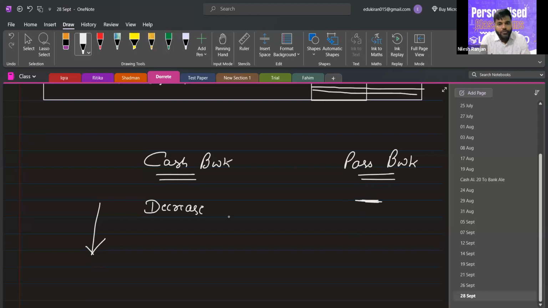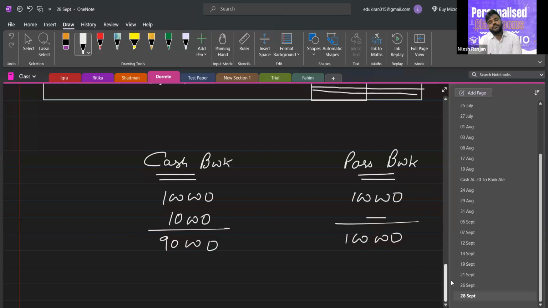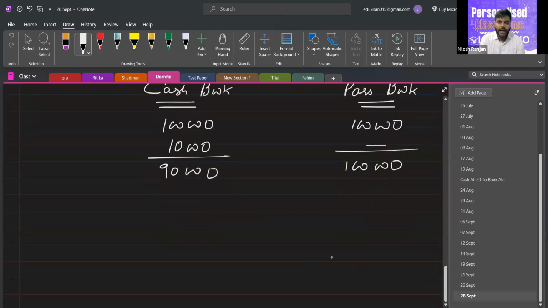So now what we have to do to make sure that both of these, the cash book and passbook, will be equal? Let me take an amount, you will understand by taking. Let's say cash book balance is 1 lakh, passbook balance is also 1 lakh. Check amount is 10,000. So it is decreased from cash book, so the balance is 90,000. And there is no impact on passbook, so the balance is 1 lakh. Now, what we have to do to make these two same?